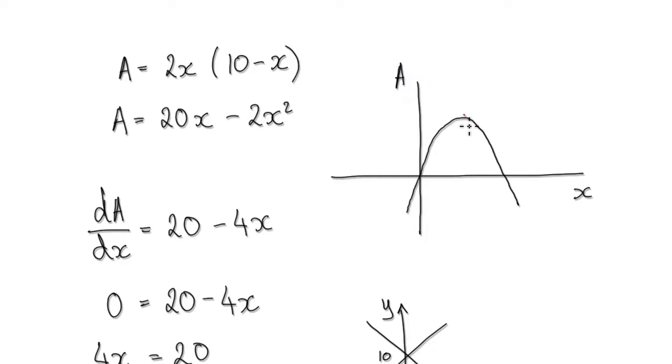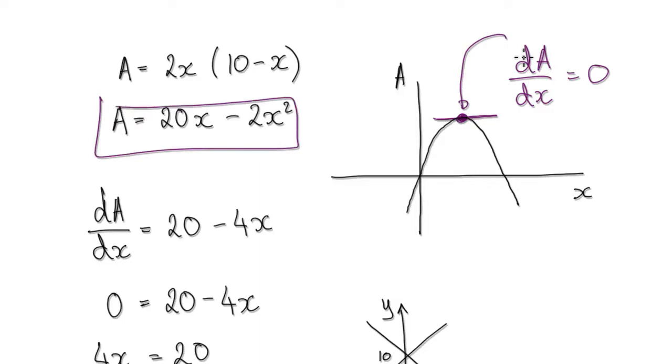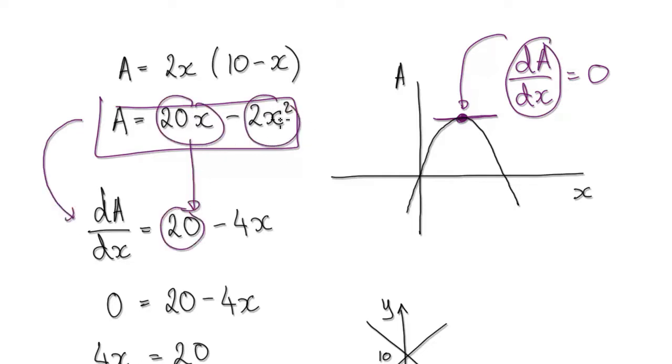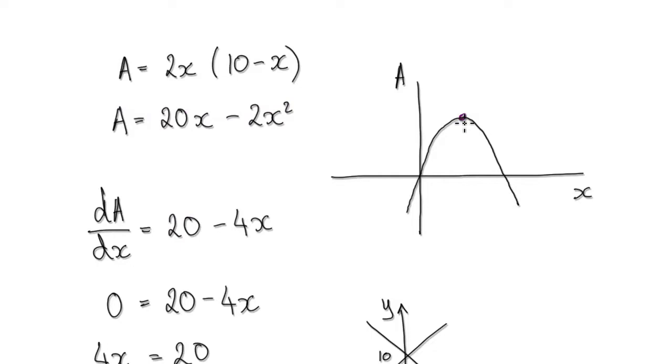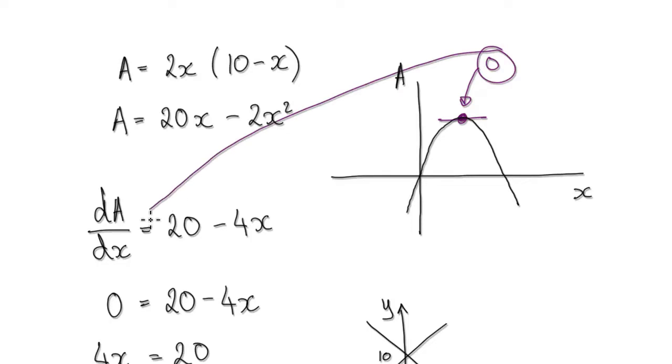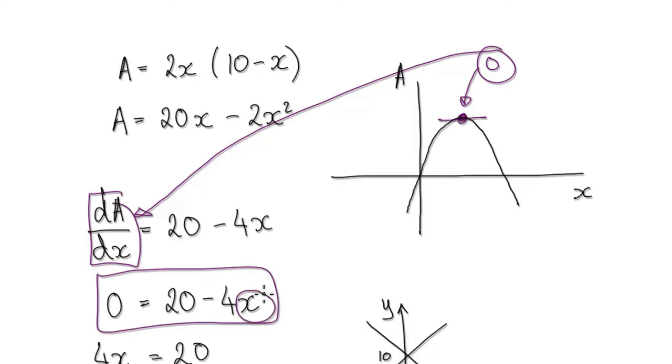If you're trying to maximize the area, find the highest point. What's so special about this highest point? At the highest point, the gradient dA by dx will be 0. So to find the highest point, you need to find dA by dx. Differentiate this, and it will give you 20 minus 4x. Then at the highest point, the gradient will be 0, so put 0 into dA by dx, and work backwards to find the value of x.